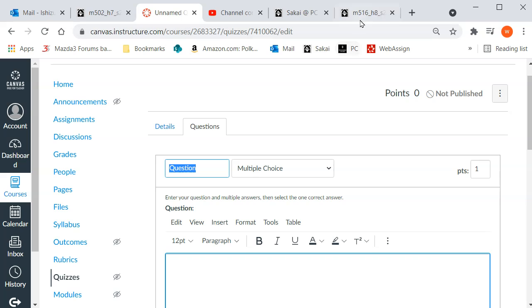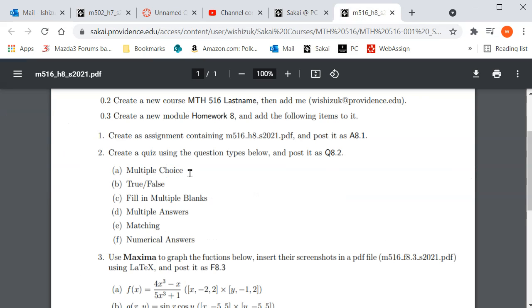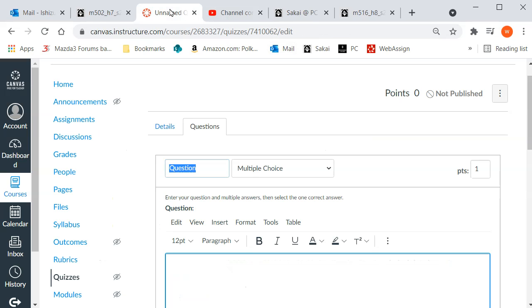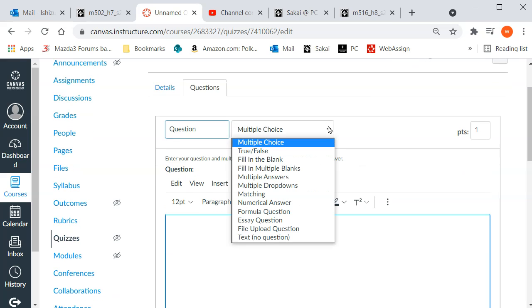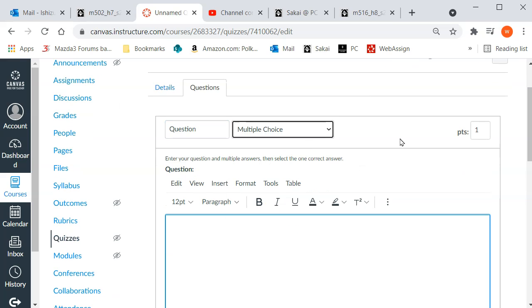Let's see, I forgot what we need to do. We need to do multiple choice, true, false, fill in multiple blanks, multiple answers, matching, and the numerical answers. So we're gonna make up simple math questions. First one, let's do multiple choice.